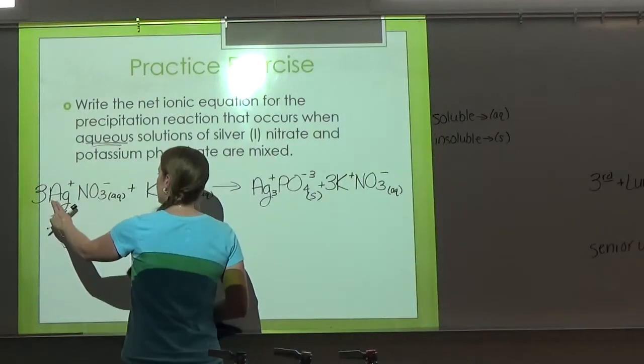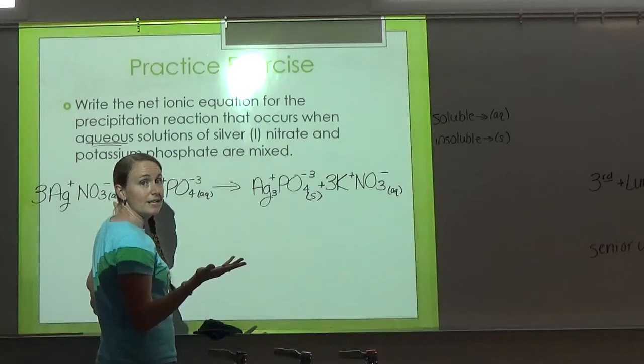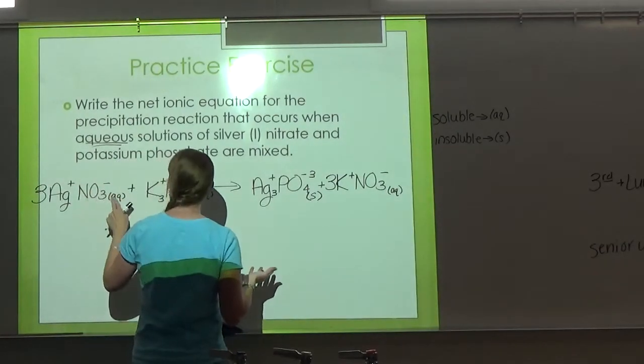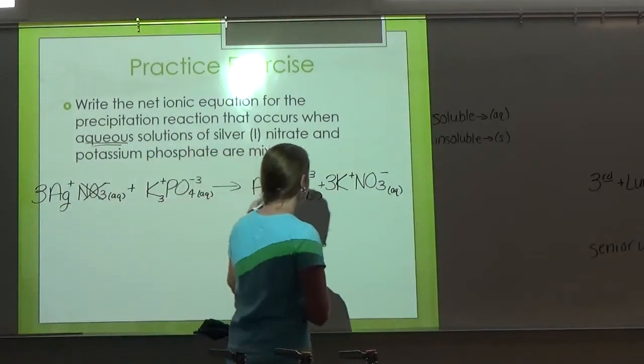All right, so silver was aqueous. It is now a solid, so it is not a spectator ion. NO3 was aqueous. NO3 is still aqueous, so I can get rid of NO3.